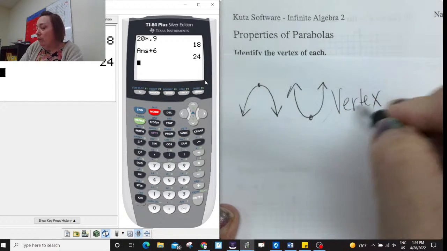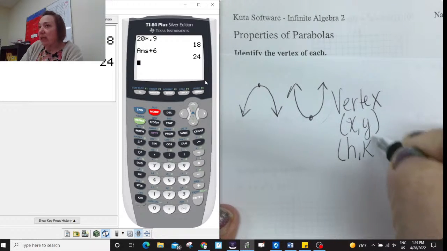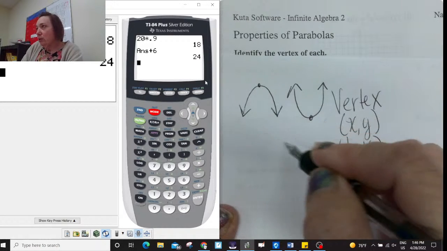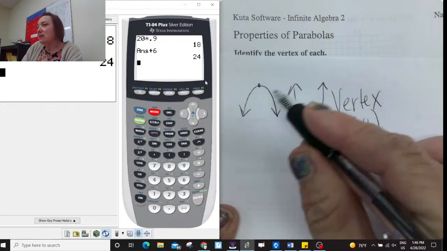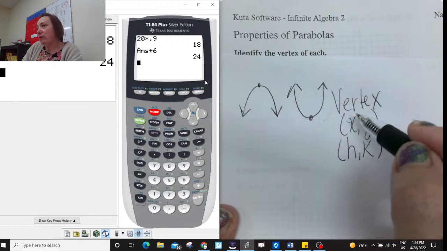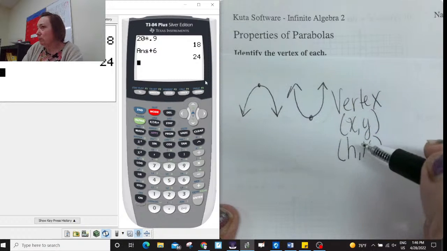Now, the vertex is a point, so it's an X and Y, but we actually use H and K to represent the vertex. We use H and K a lot in math to represent special points. Like, remember in a circle, the center was H and K. In a parabola, the vertex is H and K. Okay, now, based on which direction it's going, one of these has a maximum value and the other one has a minimum value. So which one of these has a maximum and which one has a minimum?